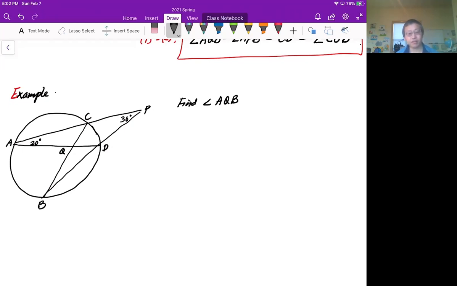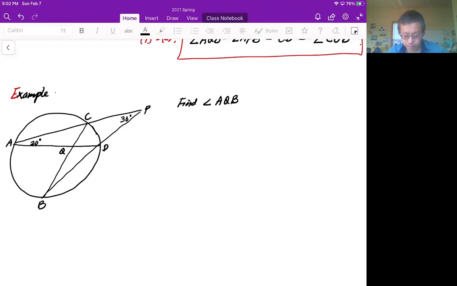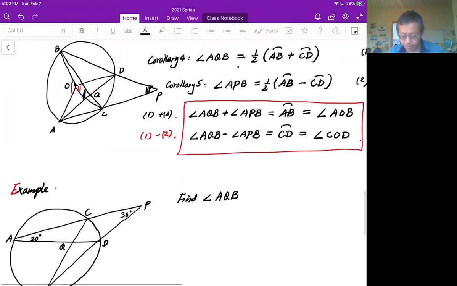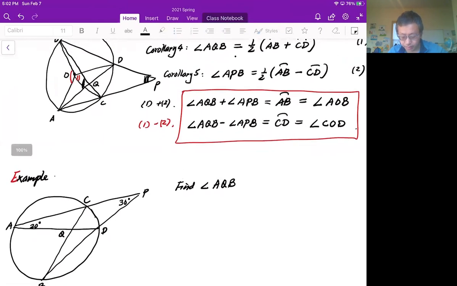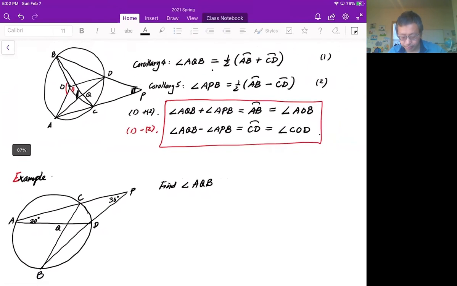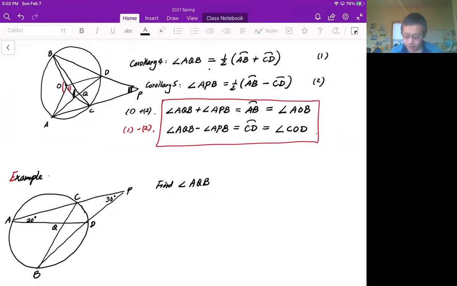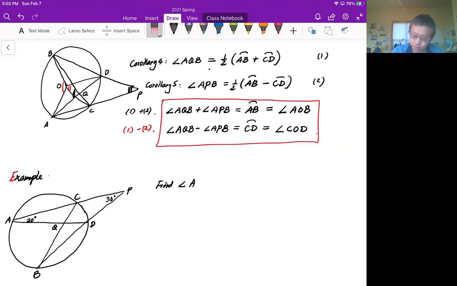Okay, give everyone a minute. I'm going to give you the previous picture here. There are some results you can use. Okay. What is the AQB? This is Q, QB. So I'm looking for this angle here. Right, I'm looking for this angle.